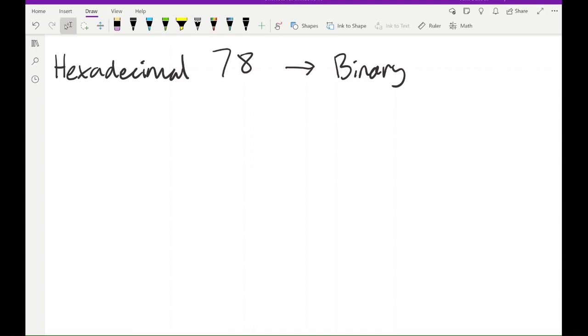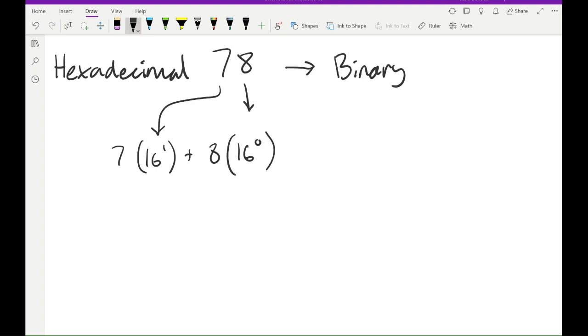Now I'll be converting hexadecimal 78 into binary. But first we'll have to convert hexadecimal, of course, into decimal. So for our first digit, that's 16 to the power of 0. We'll times that by the 8. Our second digit will be 16 to the power of 1. And that's by 7. And this comes out to 120.